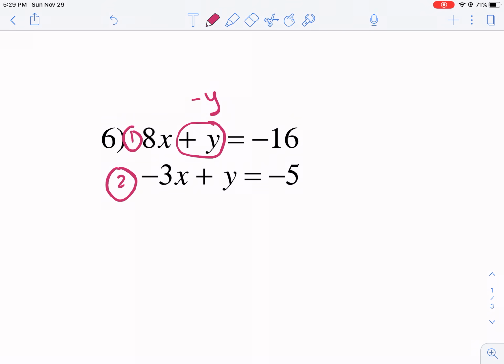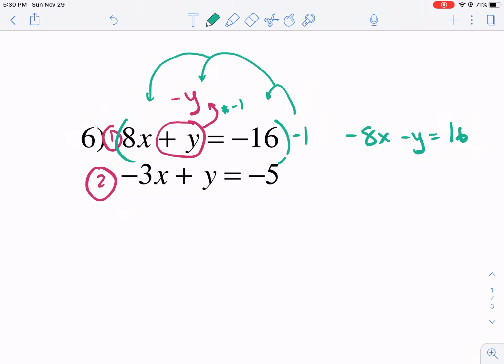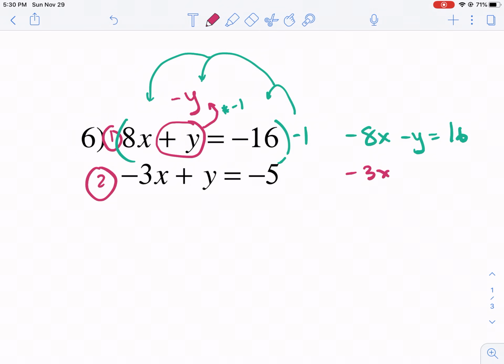So what do we have to do from y to get to -y? Well, that is multiply by a -1. But if you multiply by -1 to the middle term, we have to multiply by -1 to all the terms. So what we're going to do here is we're going to multiply this whole equation by -1, and we're going to multiply each one of these terms so we can get our -y. Now what happens? We're going to get -8x minus y equals +16. Okay, I'm going to rewrite equation 2 right underneath it. I have -3x plus y, I don't want to change this guy, equals -5.